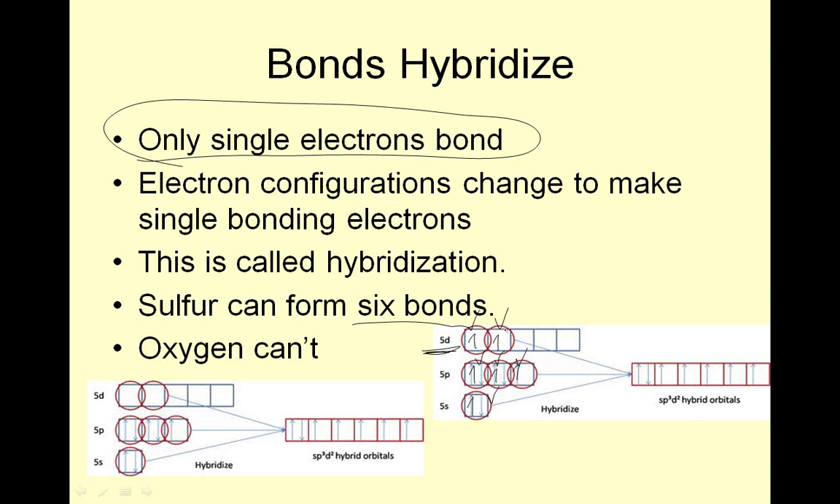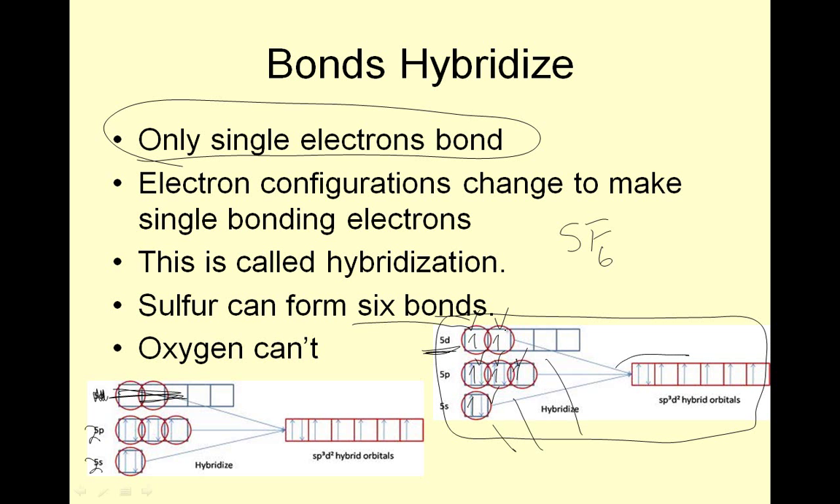Oxygen can't. Now notice I needed my D block right here. Oxygen can't because oxygen is in the 2s, 2p, and there's no such thing as 2d. So what happens when these guys bond, if I have SF6, for example? You would expect all the bonds should be the same. All the bonds should be equivalent. And they are. So instead of having one that's bonded to S, one's bonded to P, one's bonded to D, they blend and they hybridize. So instead of having 1 s, 3 p's, and a d, you get sp3d, and that's the hybridization that occurs.